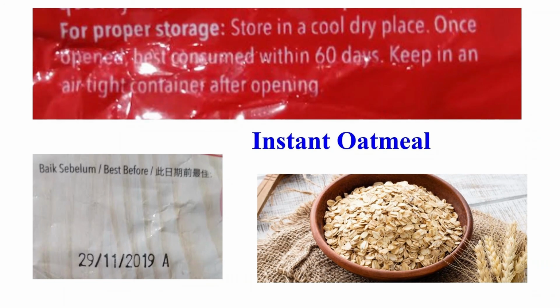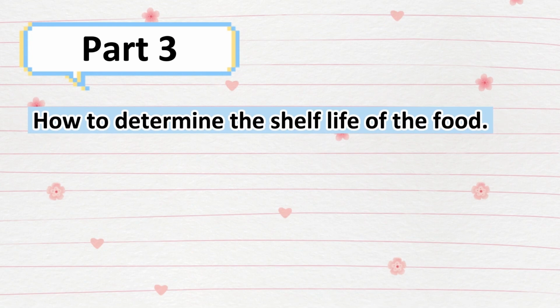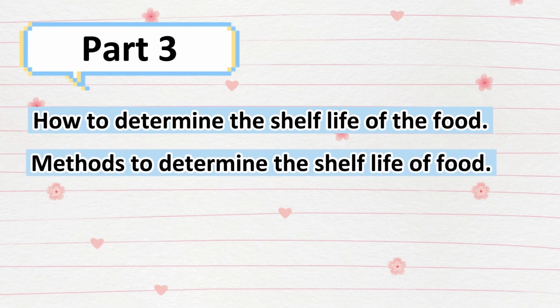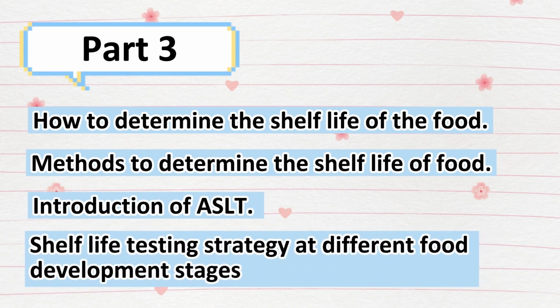So that's all for today. We have covered shelf life dating. We are going to cover part 3 in this module, which is how to determine the shelf life of a food. We're going to introduce various types of methods, a little bit on accelerated shelf life testing, and then we're going to talk about the shelf life testing strategy at different food development stages.